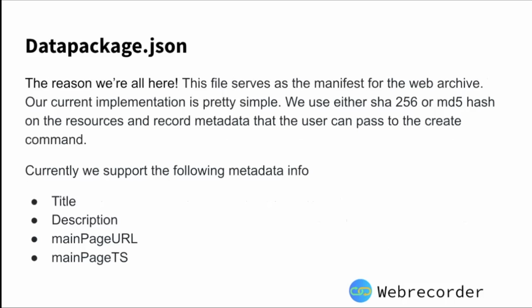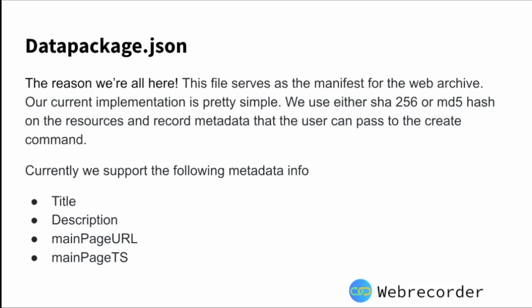And then the datapackage.json file. So we have been using the Frictionless data format, and we adhere to that. You can validate our data package with Frictionless, either the web UI tool or they also have packages in Python and that sort of thing. And it serves as a manifest for the web archive. Our current implementation is pretty simple.